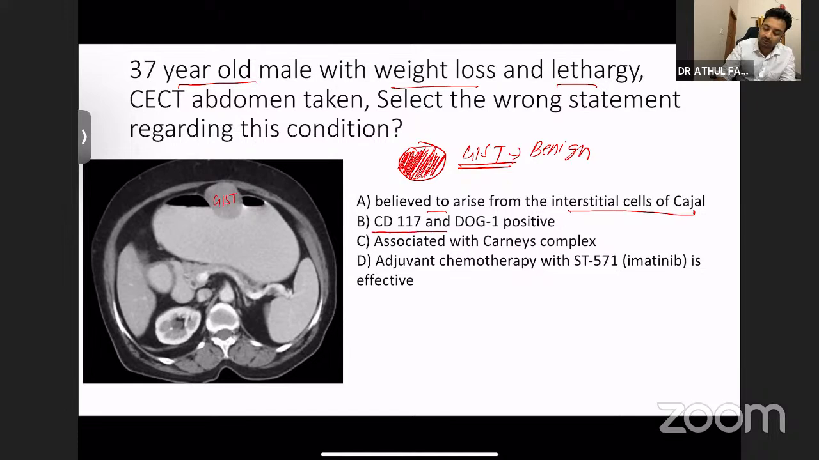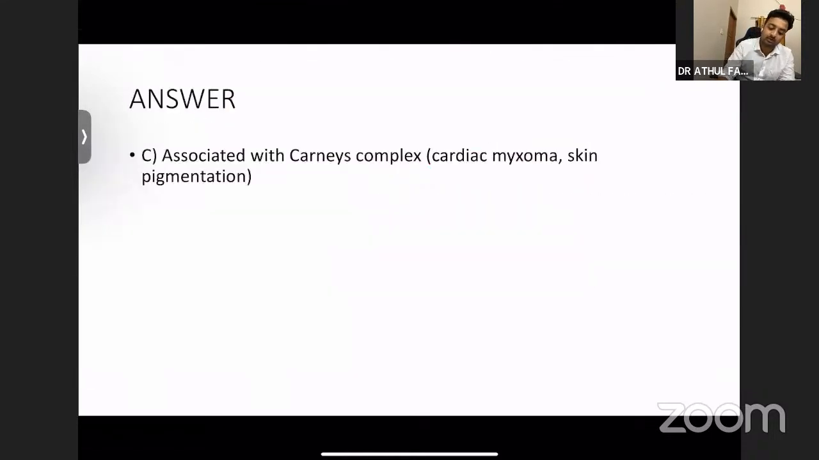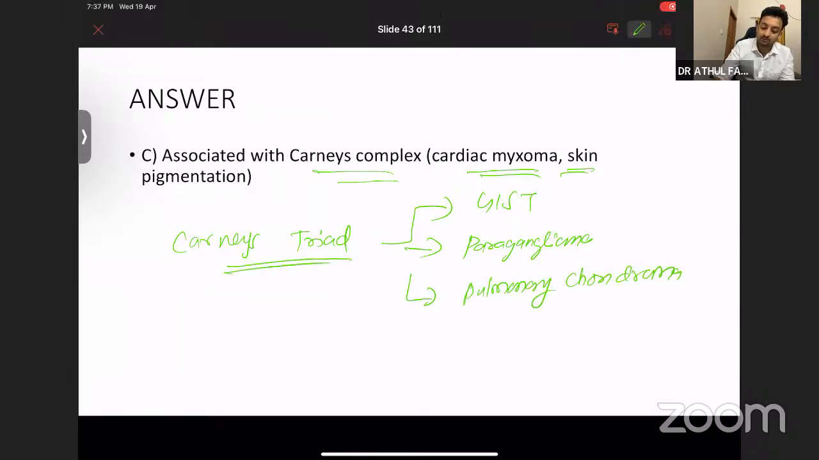It will be positive for CD117 and DOG1. Adjuvant chemo, you can start imagining. It is associated with the Carney complex. Is it true or false? Here the catch is, it is not Carney complex, it is Carney triad. Because Carney complex comprises of cardiac myxoma, skin pigmentation, etc., whereas Carney triad comprises of GIST, extrapulmonary paraganglioma, pulmonary chondroma. It is Carney triad, not Carney complex.